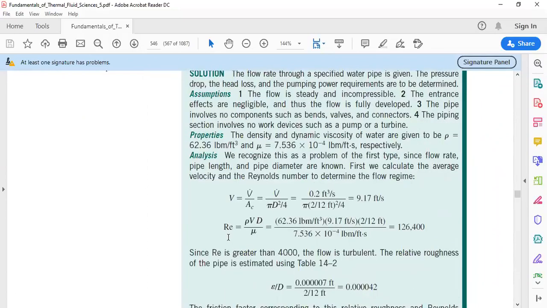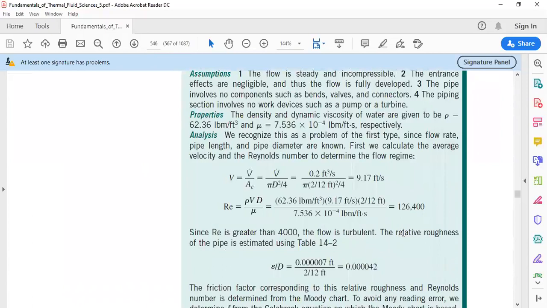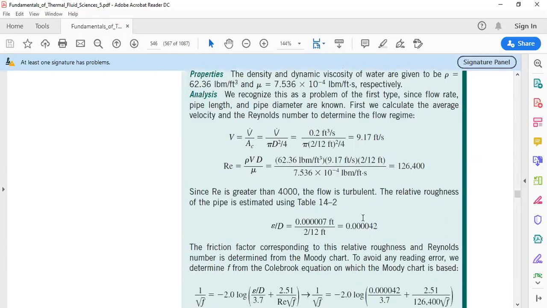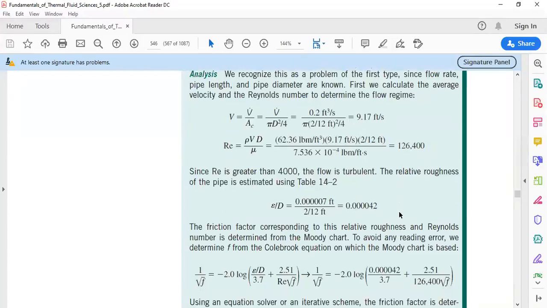To calculate the Reynolds number, it is a dimensionless parameter, so it's unitless as well. So it's the same no matter what unit system is used. After plugging in the values for rho and mu, which we got from the tables, we calculate the Reynolds number to be 126,400, which is greater than 4,000, so the flow is turbulent. In general, for the calculations, whenever it's greater than 2,300, we treat it as turbulent flow.